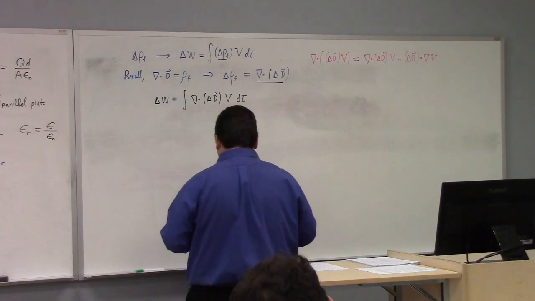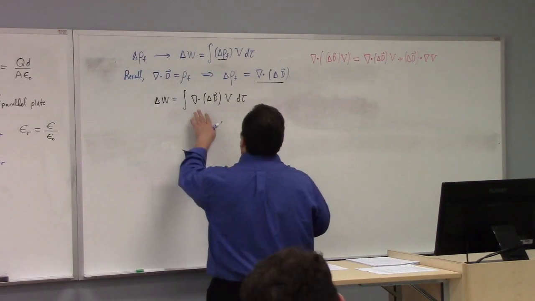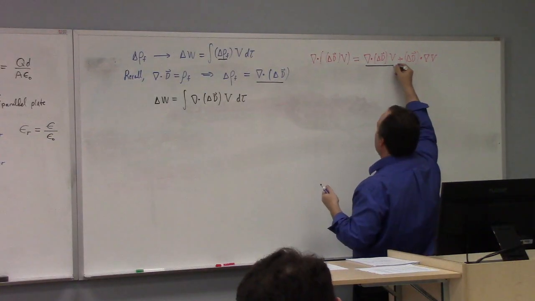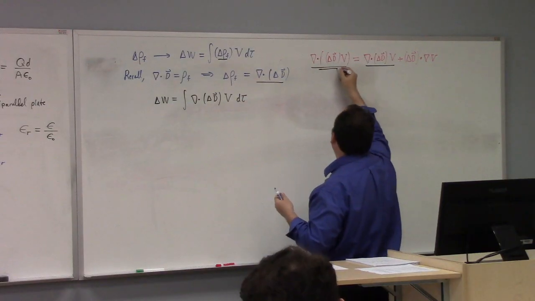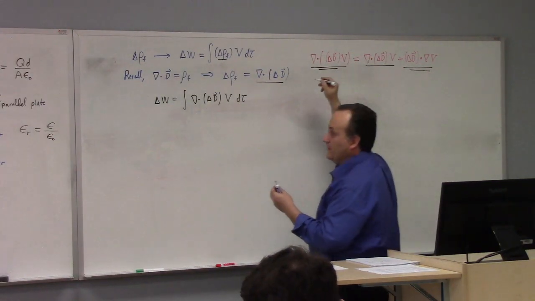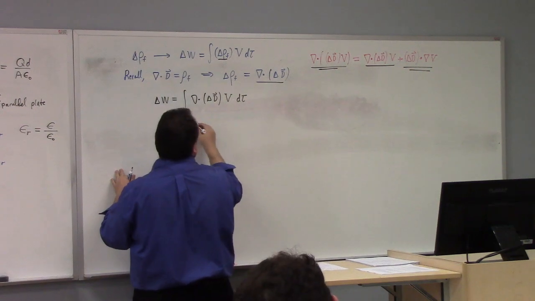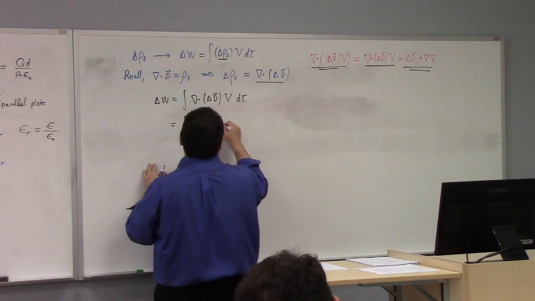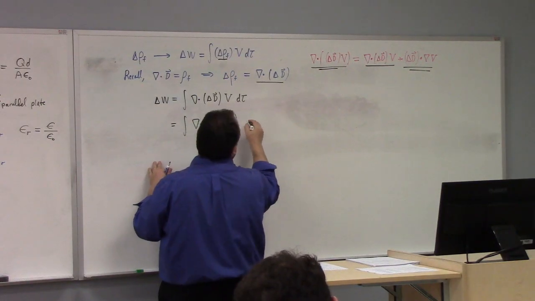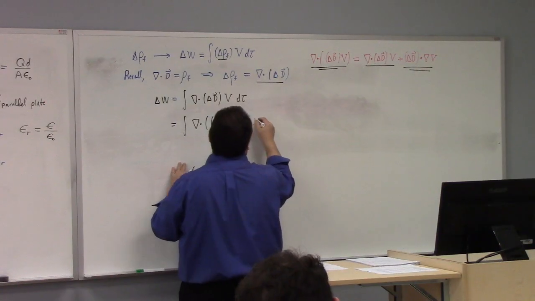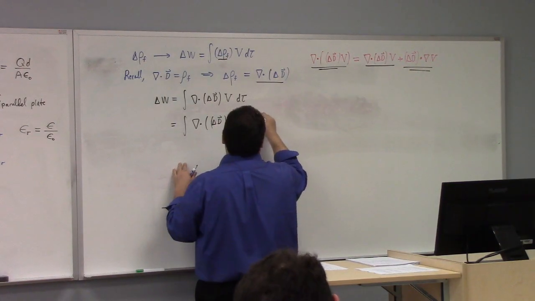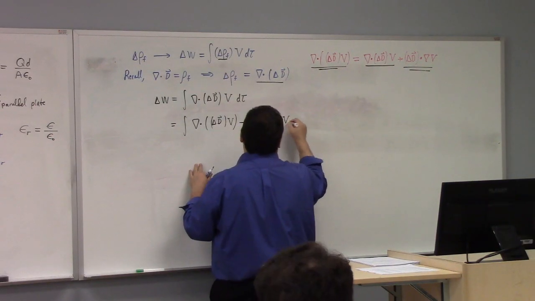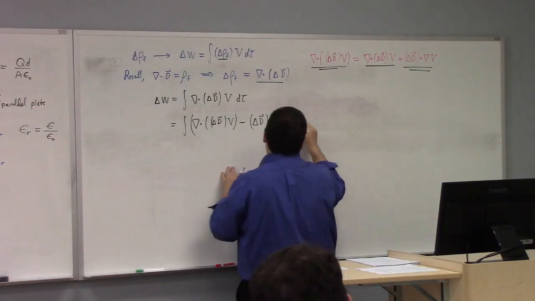So look at what you have. We have this term right here, right? So we're going to trade it for one of these guys minus one of those guys. So I have the integral of the divergence of the change in the displacement vector times the potential, minus the change in the displacement vector dotted with the gradient of the potential. All of this gets integrated over space.